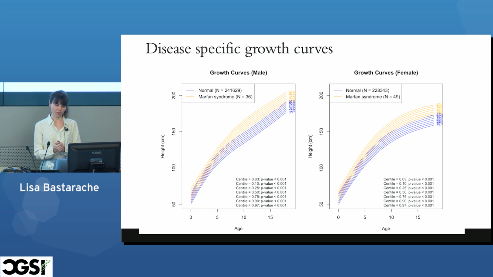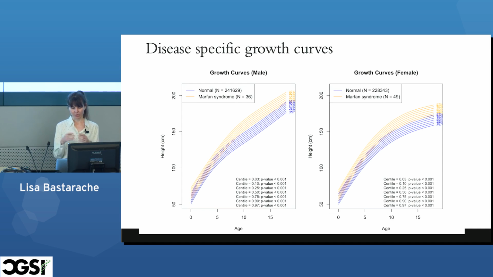And the preliminary results here are really encouraging. Here we show growth curves across a whole population, which pretty closely conform to what WHO or the CDC publishes as the normal growth curve for children. And then in orange or yellow, you can see the Marfan syndrome growth curves, which are consistently higher than average. This is a well-known and established feature of Marfan's.